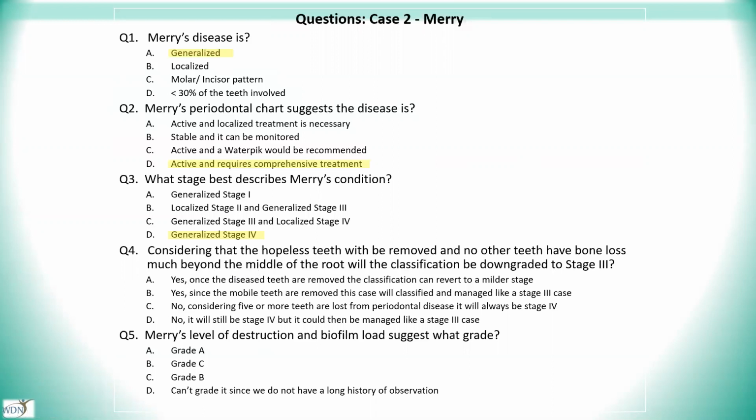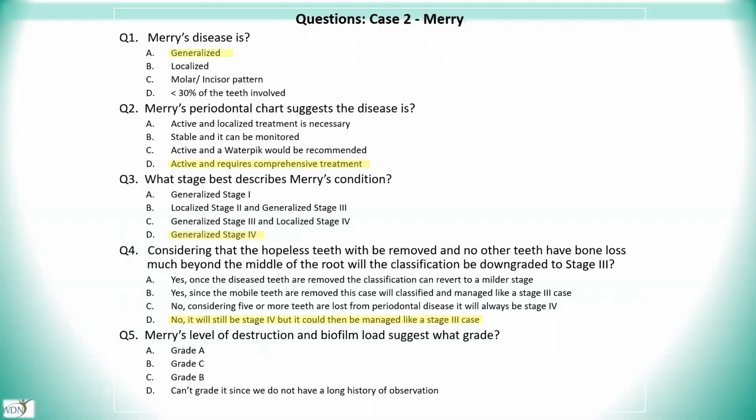So I ask all my patients, how did you lose your teeth? And if they say it's a periodontal disease, it's going to be stage 4 if it's more than 4 teeth. And it's not going to be able to go back to stage 3. And remember, this is a risk for future implant placement as well. So we have to think about that as well.